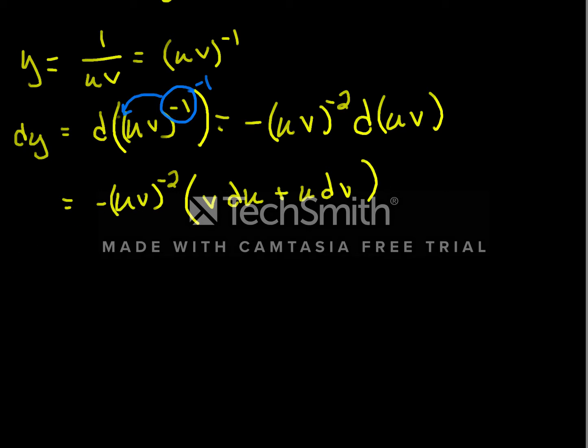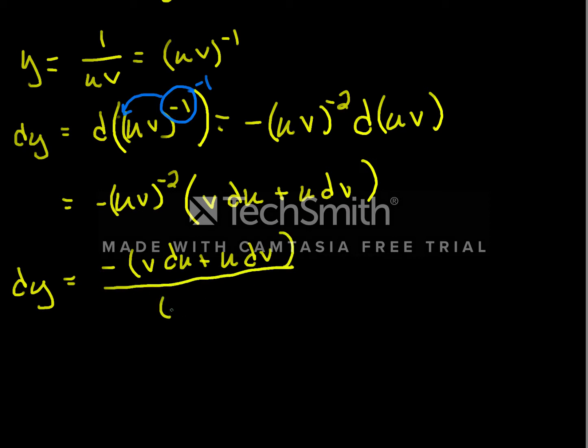Or more naturally, I can say that the differential of y is equal to negative v du plus u dv, all over uv squared.